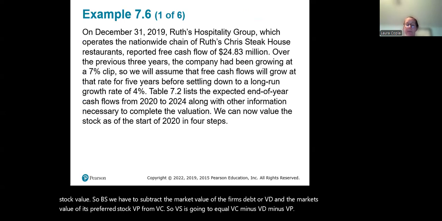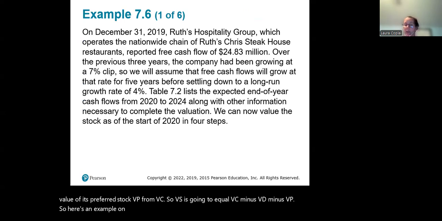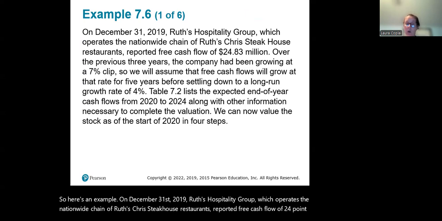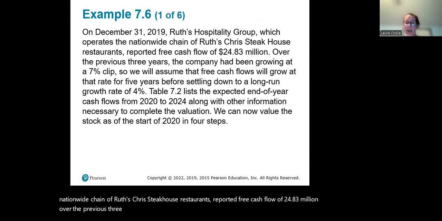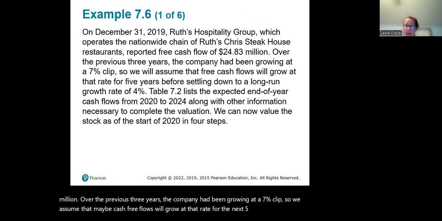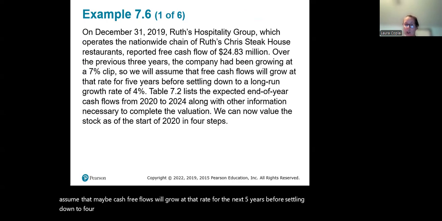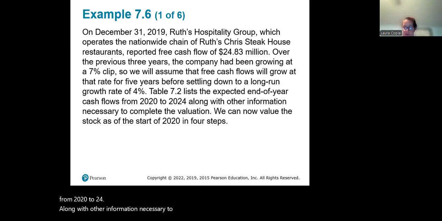So here's an example. On December 31st, 2019, Ruth's Hospitality Group, which operates the nationwide chain of Ruth's Chris Steakhouse restaurants, reported free cash flow of $24.83 million. Over the previous 3 years, the company had been growing at a 7% clip, so we assume that maybe free cash flows will grow at that rate for the next 5 years before settling down to 4%. So we're going to look at a table that lists the expected end of year cash flows from 2020 to 24, along with other information necessary to complete our valuation.